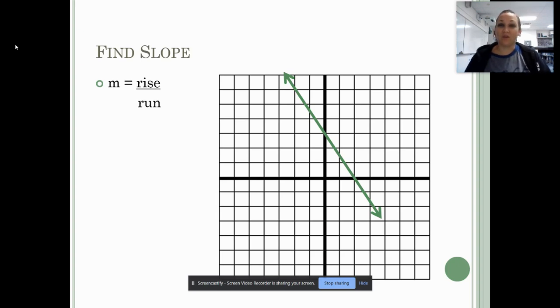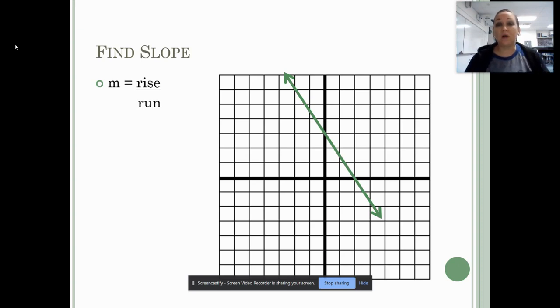When we're finding the slope of a graphed line, what we're looking for is the steepness of the line. How slanted is it? How much does it change as you're walking up or down the line? So that's what we're doing when we're finding slope.